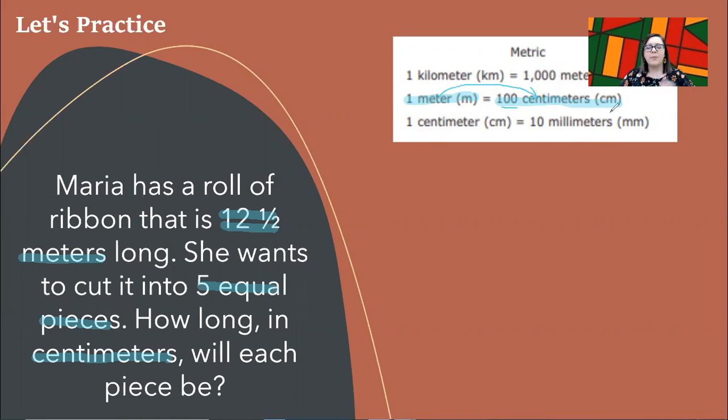But before we can multiply, look over here. I see a half. So I want to think about that. So I've got 12 meters, and then I have another half of a meter. So I want to hold off on this half of a meter for a moment, and I want to just focus on this whole number, 12 meters. Since there are 100 centimeters in every meter, I know that I am going to multiply 12 times 100. Drop a 0, drop a 0, 1 times 2 is 2, and 1 times 1 is 1. So I know that in those 12 meters, there are 1,200 centimeters.